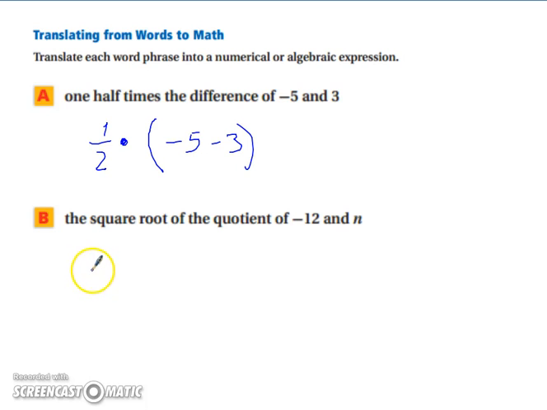Now that you've had a moment to try this one on your own, let's try it together. So we have the square root of the quotient of negative 12 and n. So you have the square root of the quotient. Quotient means division, if we recall back. So we're dividing negative 12 and n. And it's the square root of this quantity together. So it's the square root of negative 12 over n. And that would be that one.